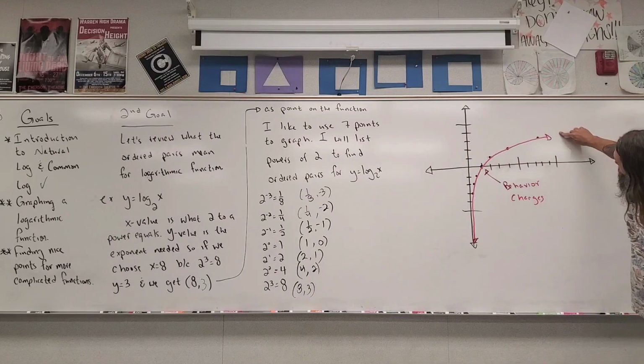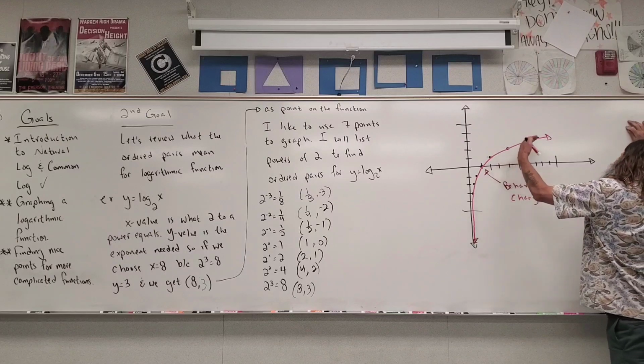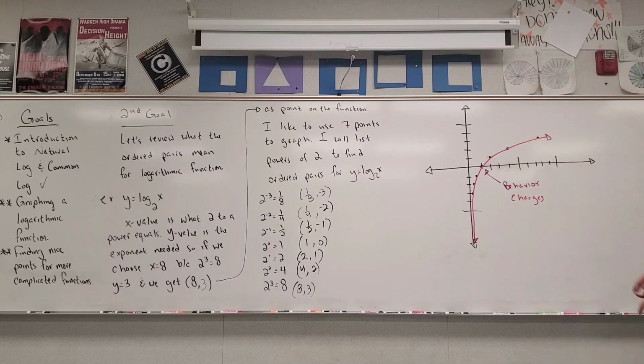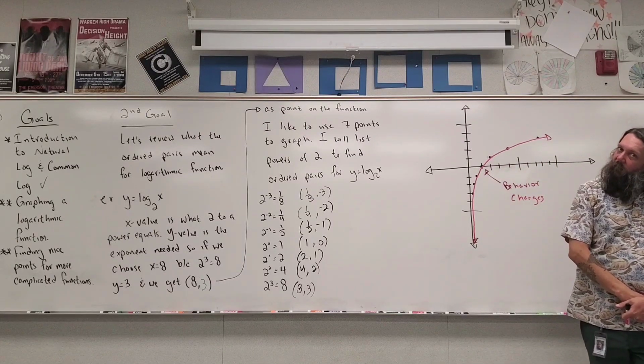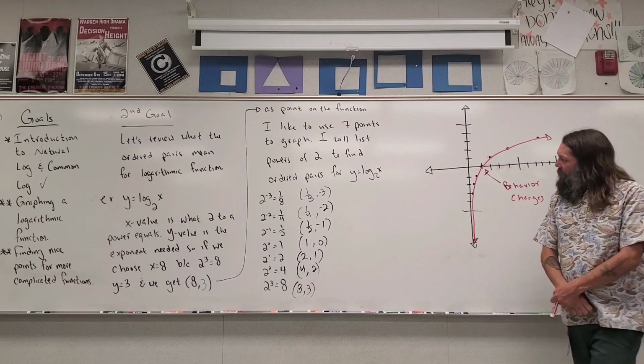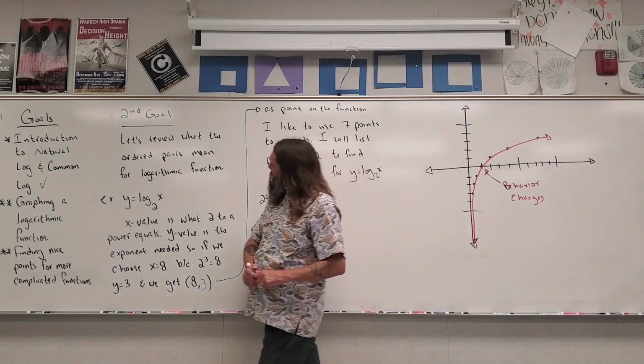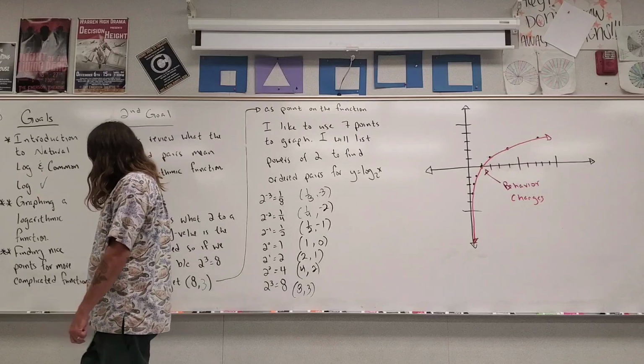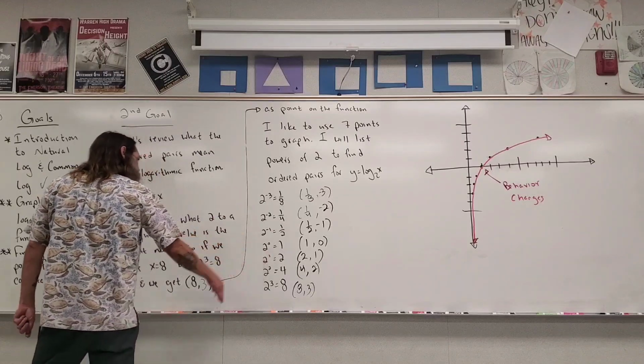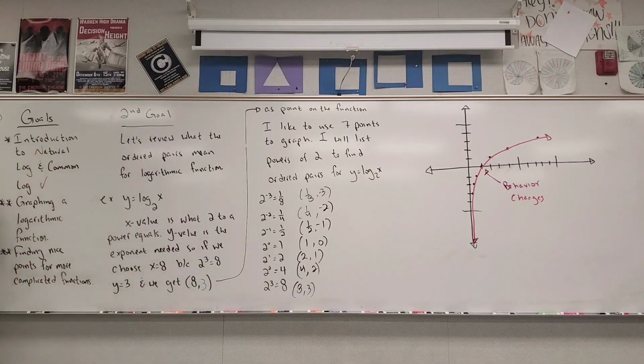The next point would be 16, 4. So we would have the next nice point way out here, right? And the graph becomes nice and flat. But this would be an example of a logarithmic function as a graph. So you will be asked to do this on your homework, graph a couple of functions by hand. And again, just list the powers and you got it. So let me check off that second goal here.